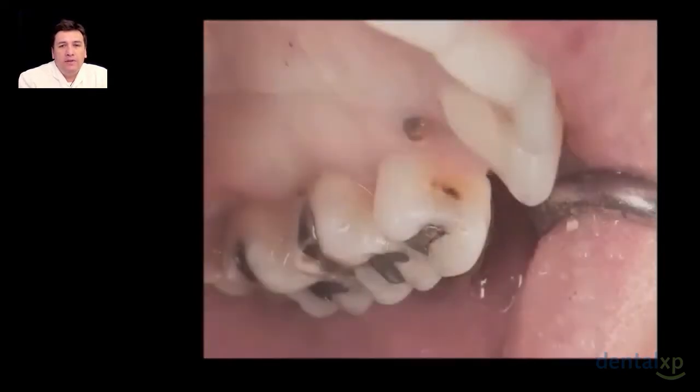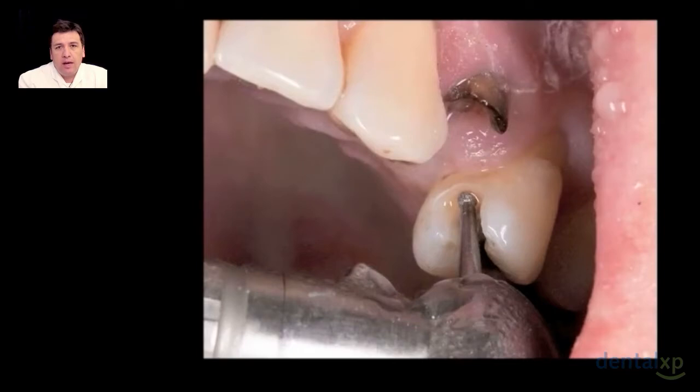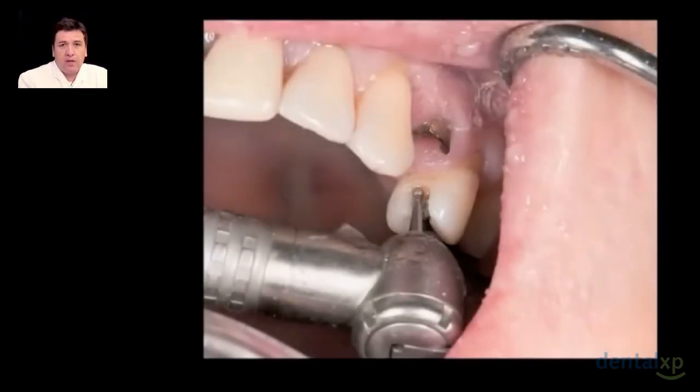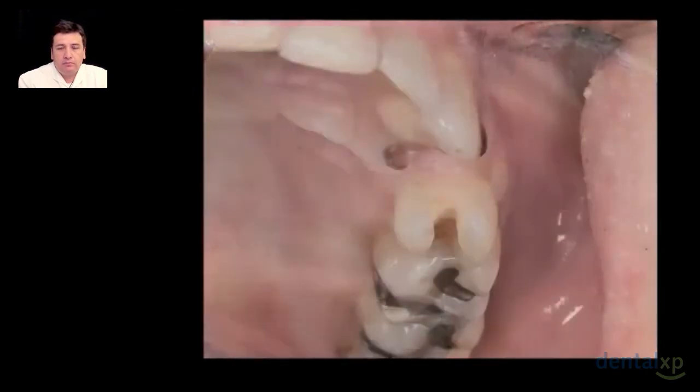So with this patient, we will do the extraction and we will place a provisional or temporary crown. The third thing that we will do is to remove the caries and also remove the filling material in the second premolar, the amalgam. And once we have finished that, we will then make the extraction.